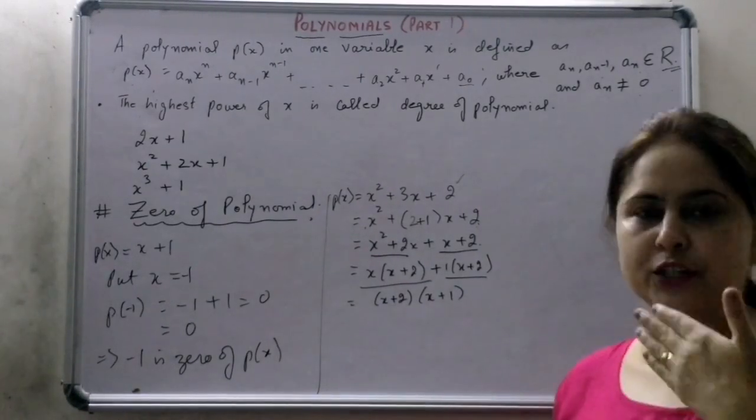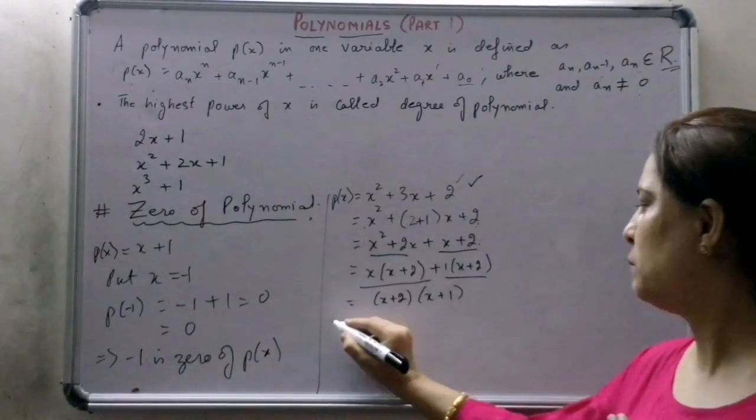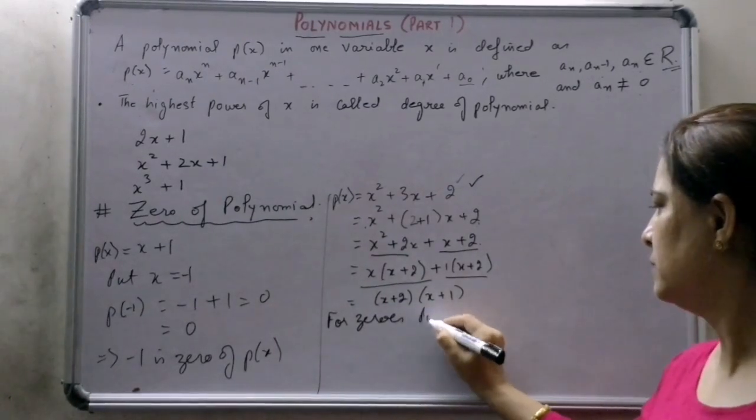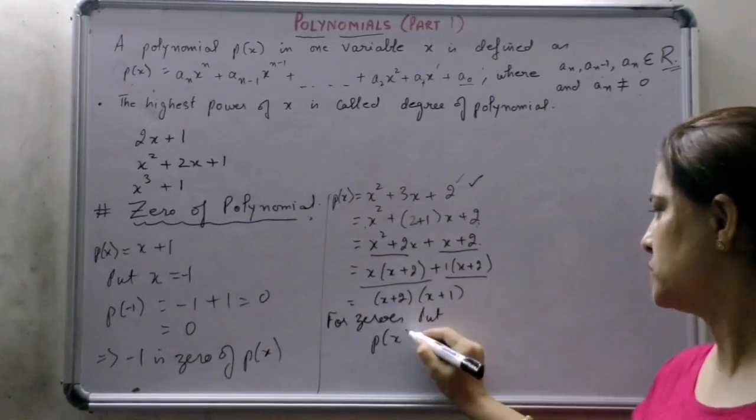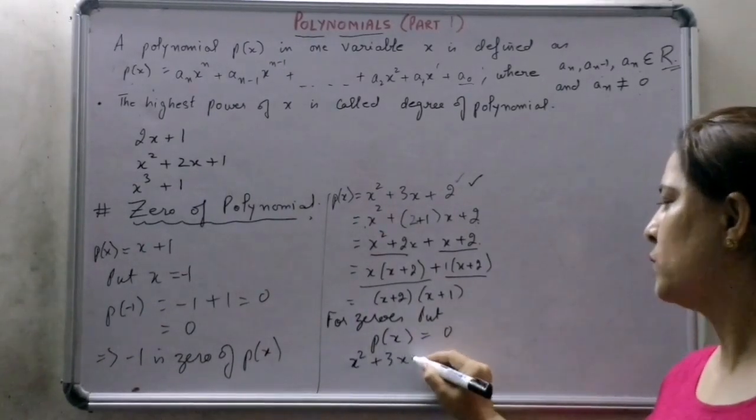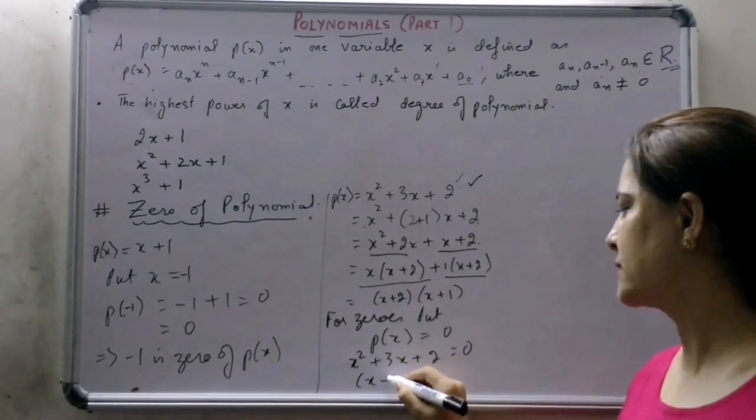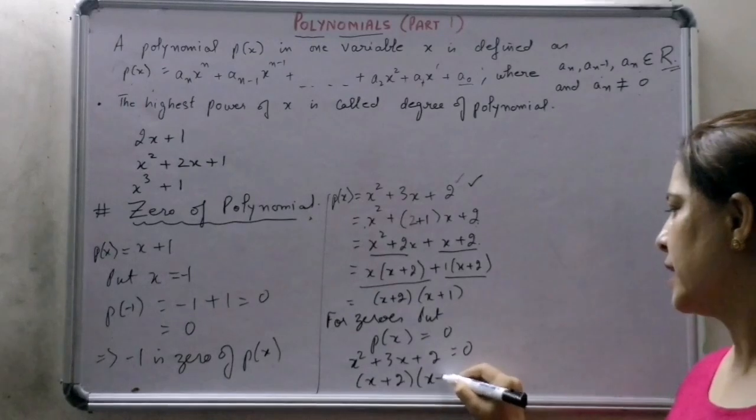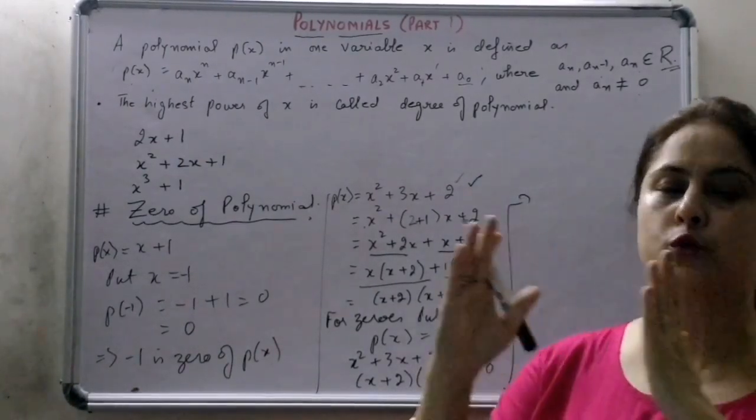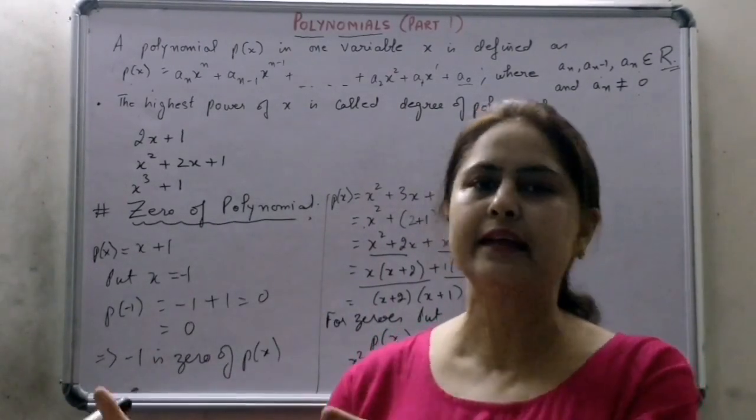So, by definition of zero of the polynomial, if I have to find out the zeros of this polynomial, I'll put p(x) is equal to 0. It means x squared plus 3x plus 2 should be equal to 0. Now since we have factorized it, I can put it down like x plus 2 into x plus 1 is equal to 0. Now we know very well that the product of 2 numbers is 0 if one of them is 0, because 0 multiplied by anything only can give us 0.